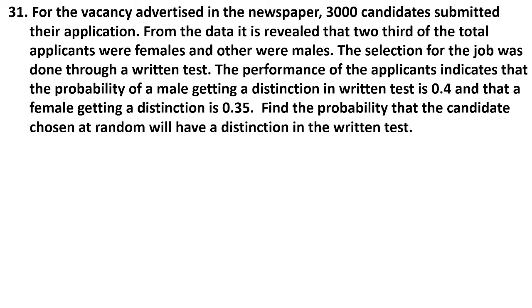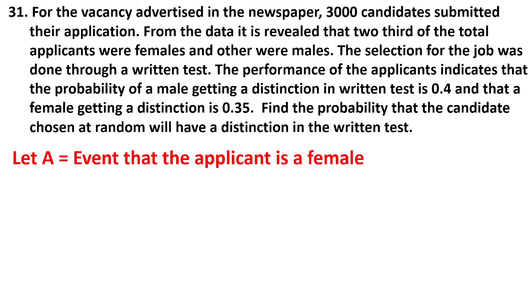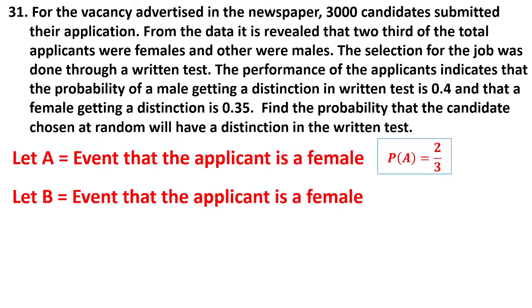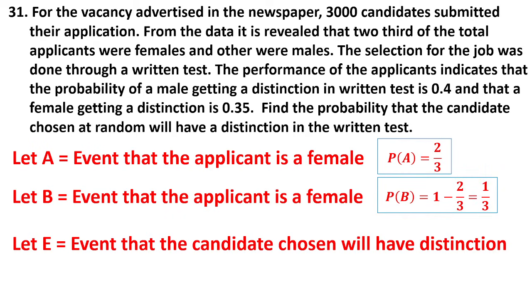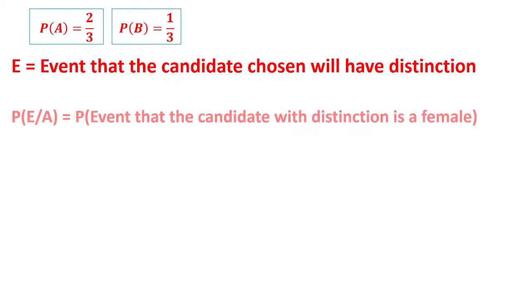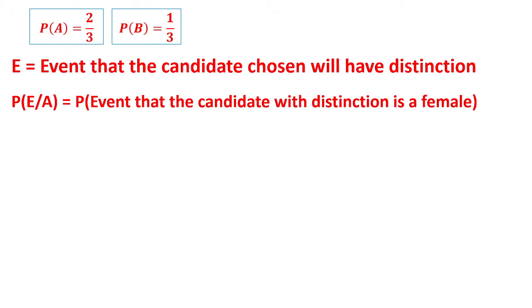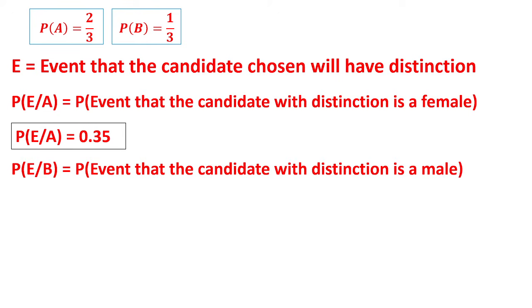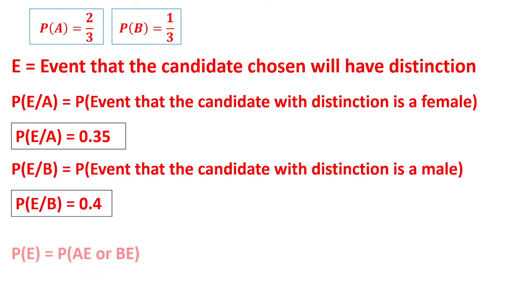It is a problem of conditional probability. I am writing A, P of A given 2 by 3, then P of B will be 1 minus P of A, therefore it is 1 by 3, and E is the event that the candidate chosen will have distinction. Now from that we have to get the conditional probability. P of E given A, that is candidate with distinction is a female, it is given as 0.35. P of E given B is candidate with distinction is a male, it is given as 0.4.